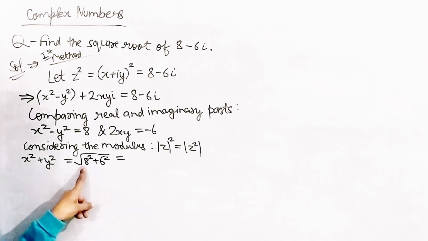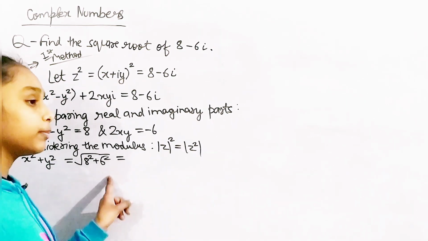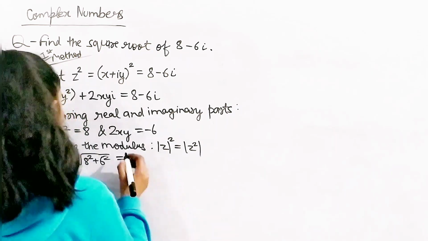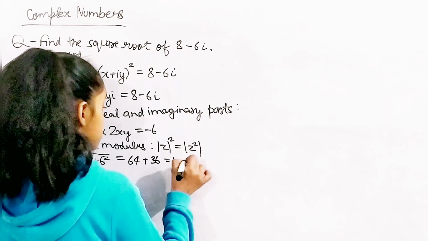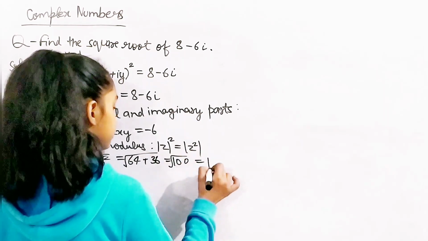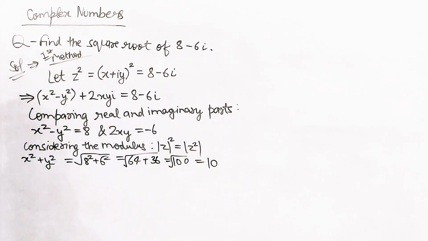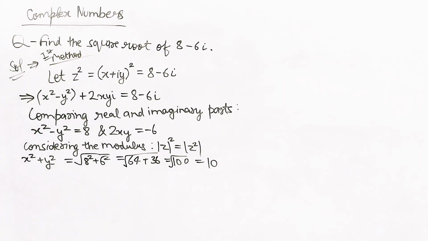Let's see. 8 squared will give us 64, right? 6 squared will be 36. So 64 plus 36 is equal to 100. And don't forget this root. Root 100 is equal to 10. So the root of 8 squared plus 6 squared is equal to 10. That's it. Is this clear? Okay, so let's move on to our next step.